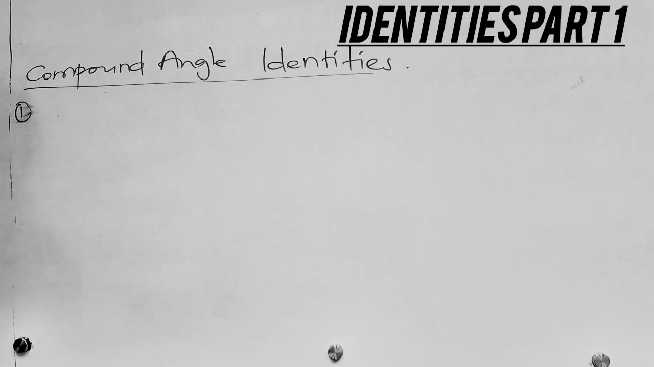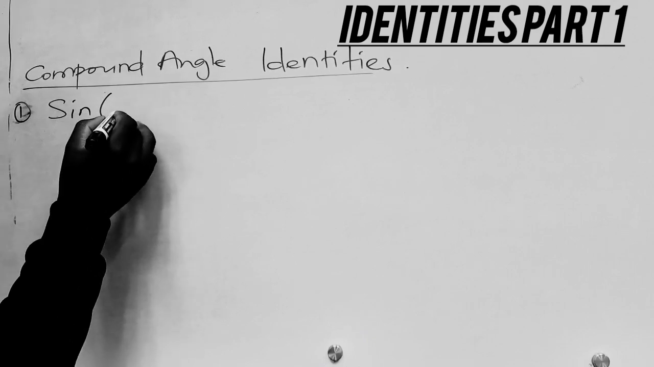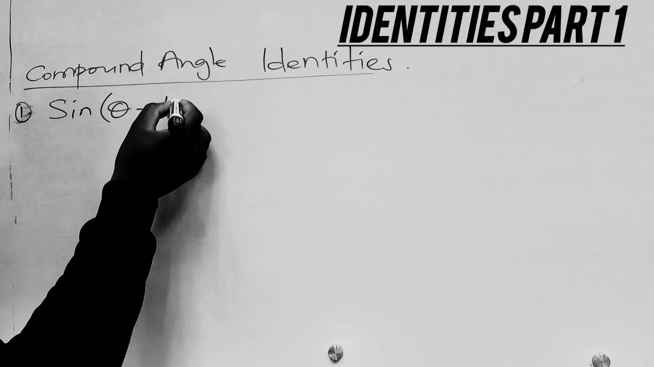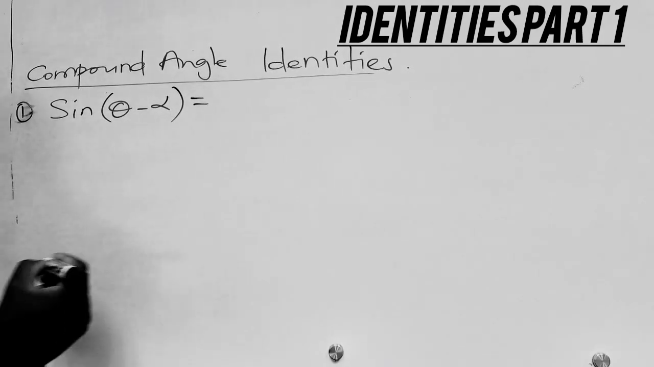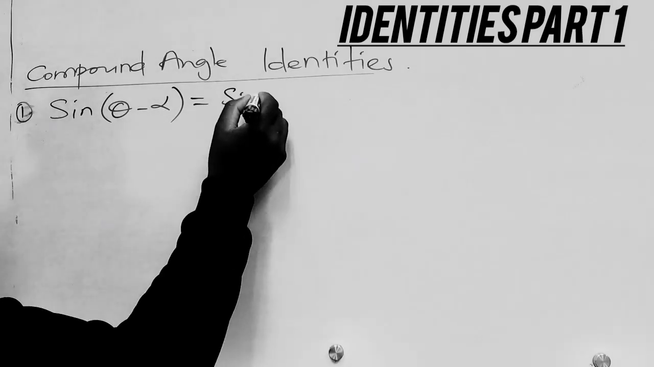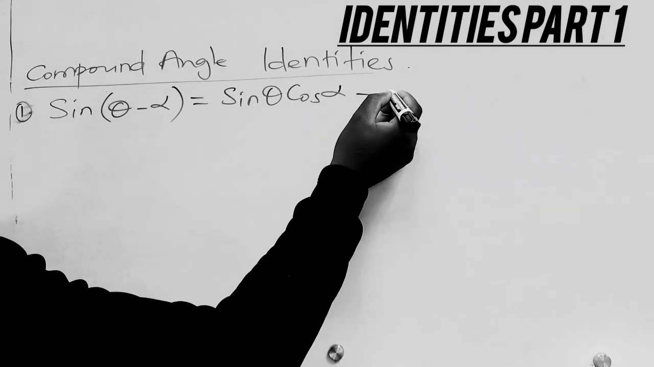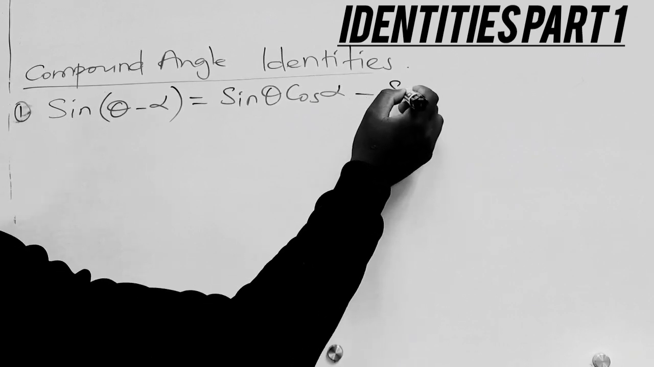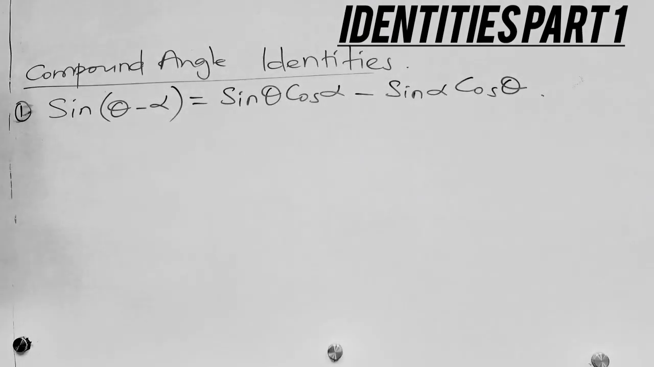So now let's see the identity of sine theta minus alpha. It is equivalent to sine theta cos alpha minus sine alpha cos theta. So this is the identity of sine theta minus alpha.